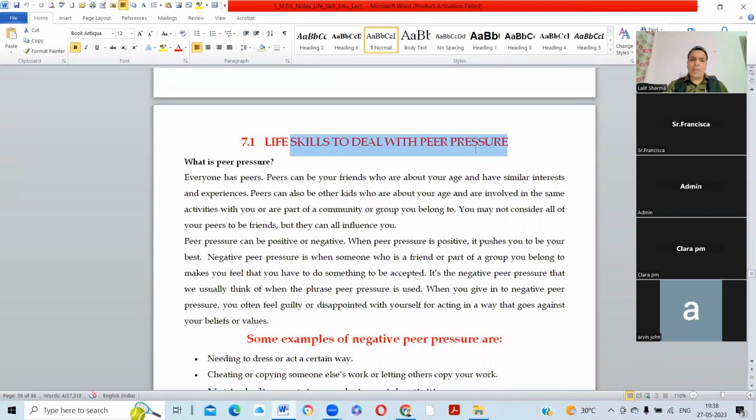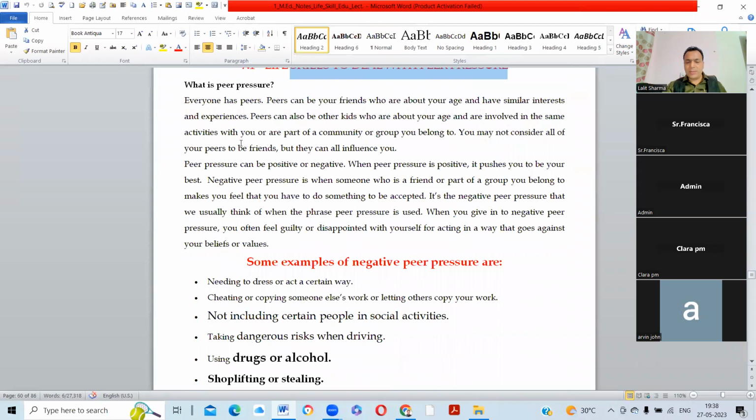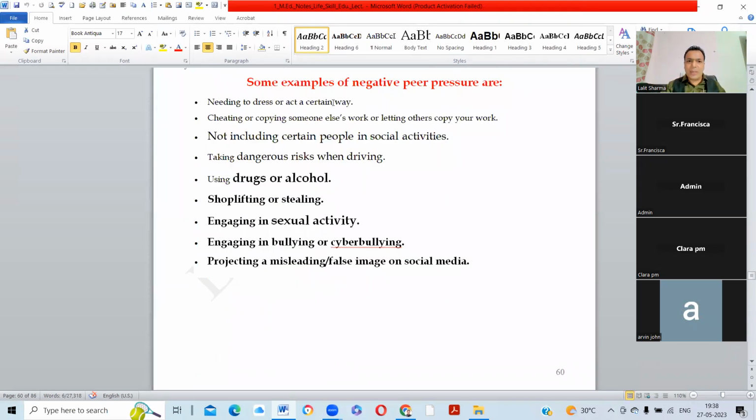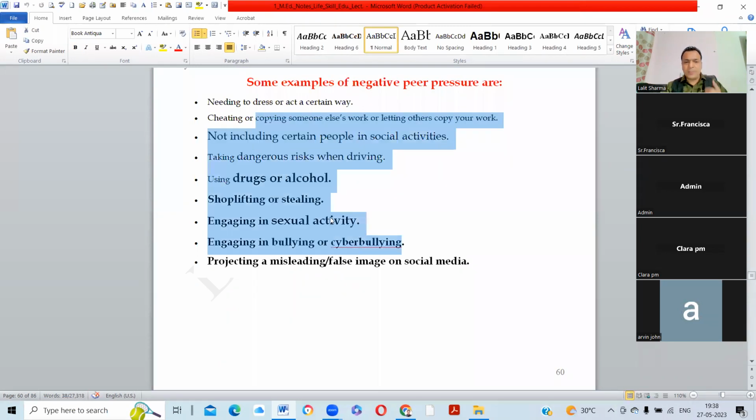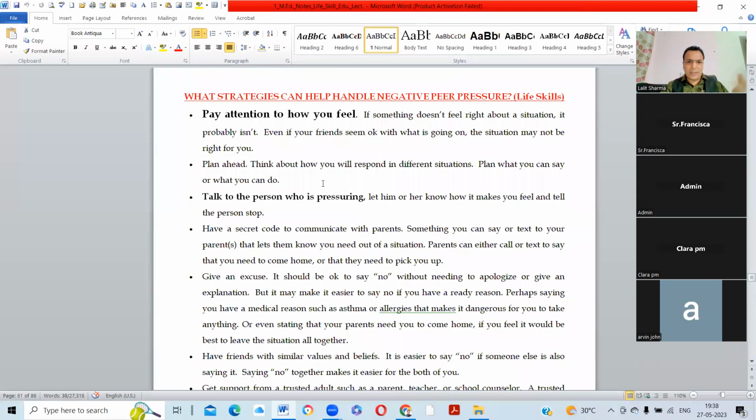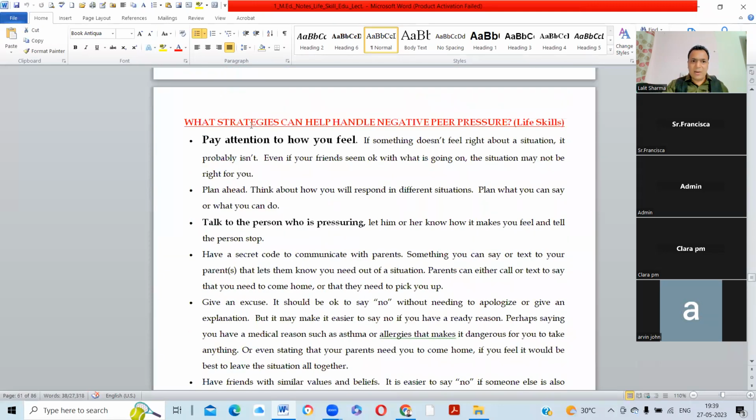Life skills to deal with peer pressure. Sometimes students' peer pressure is about marks: one has got very good marks, and the other who is not getting them feels peer pressure. If we know some examples of negative peer pressure, we can overcome it. What strategies can help handle negative peer pressure through life skills?